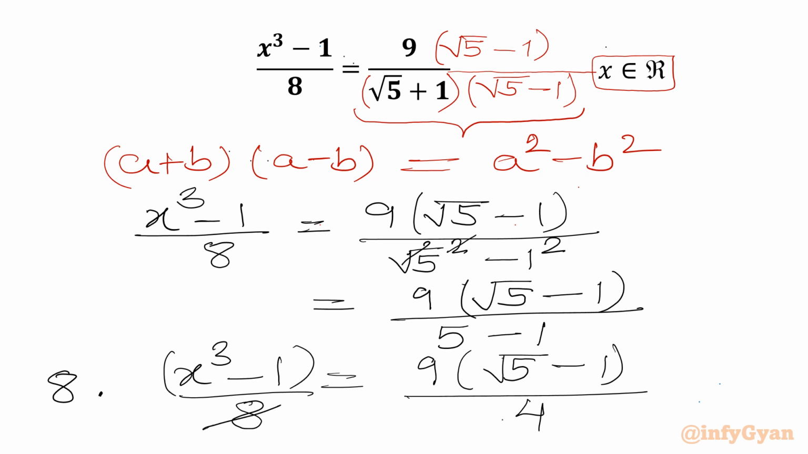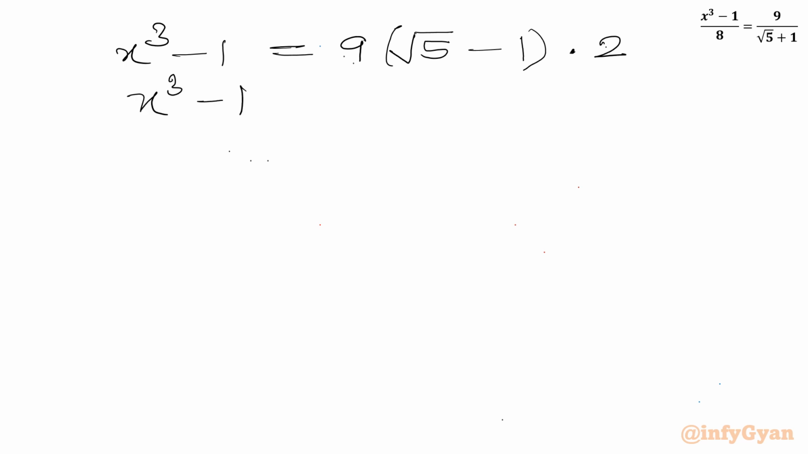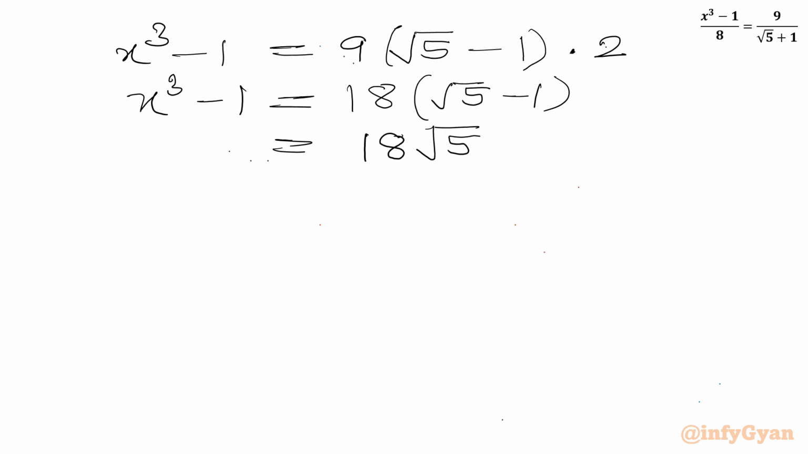So I can cancel 8 with 8. And here we'll be having 2 only in the numerator after cancellation of 8 with 4. So we can get x cube minus 1 equal to 9 times square root 5 minus 1 times 2. Or we can write x cube minus 1 will be equal to 18 times square root 5 minus 1, or we can write 18 square root 5 minus 18.